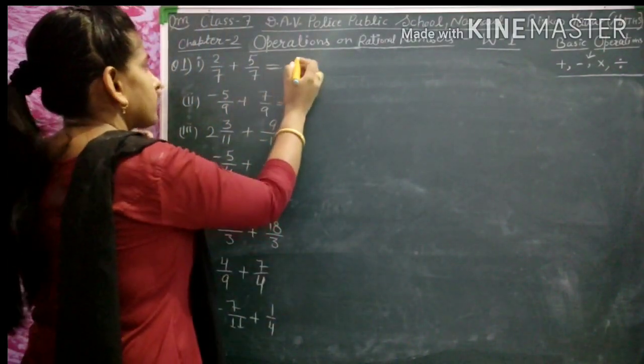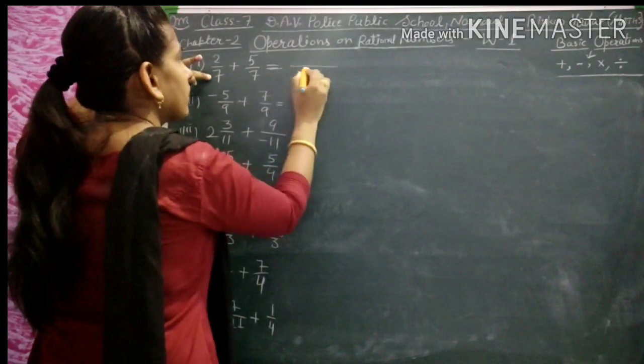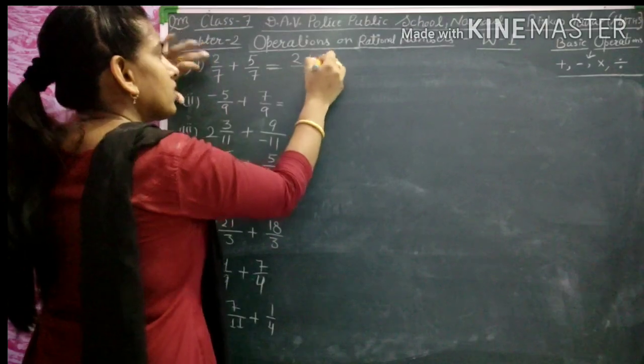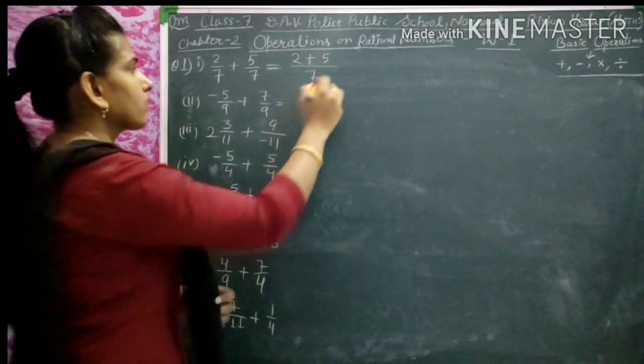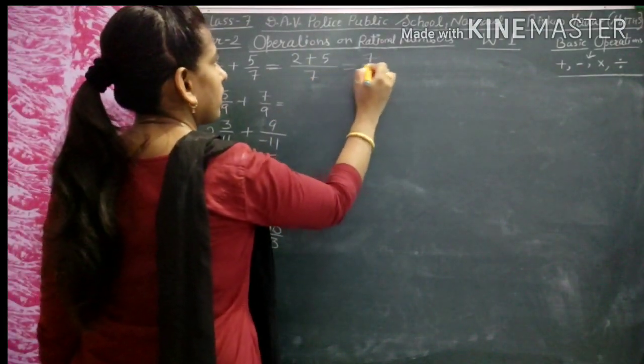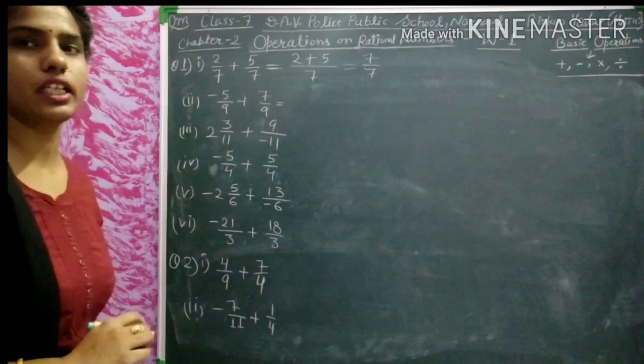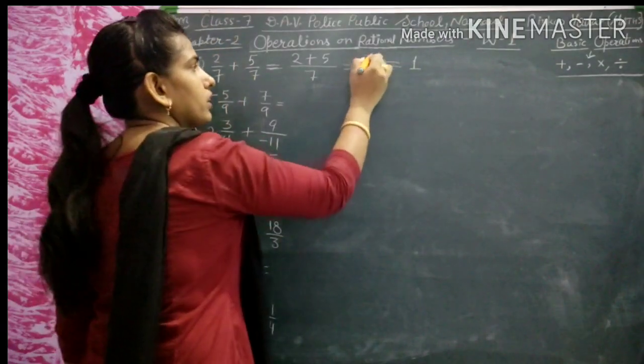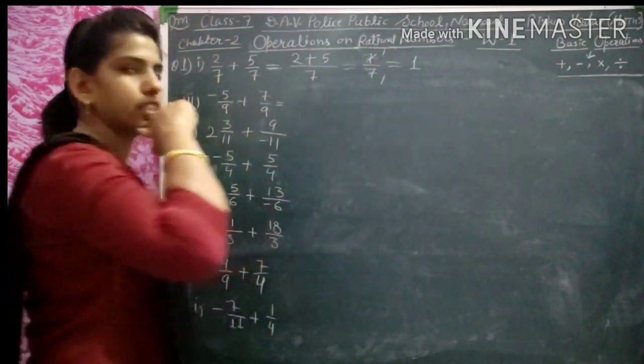The denominator is 7, adding the numerators, 2 plus 5, which becomes 7 by 7. Is it clear? And that equals 7 divided by 7, which equals 1. 7 ones are 7.